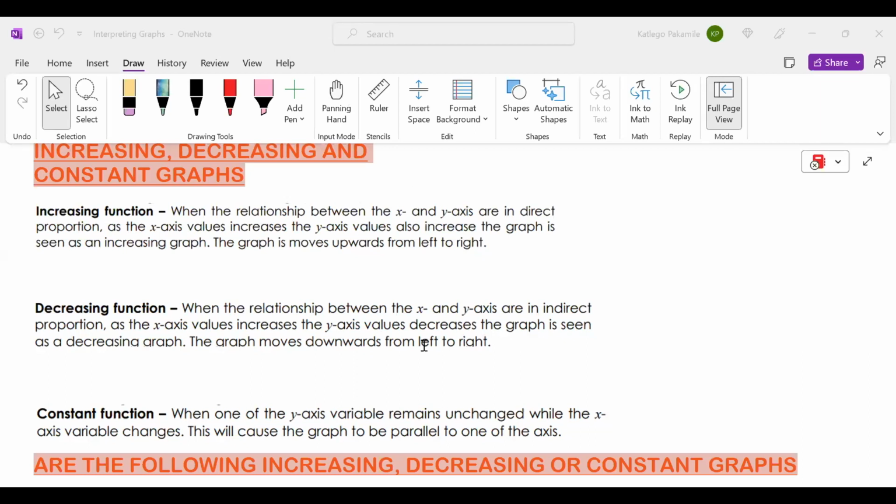So a decreasing function is when they are in indirect proportion. As the y values decrease, the x values will increase. So obviously you have to start with your input. Input is your x values. They always increase, right? Think about the graphs we usually draw. We usually draw graphs going from -2, 0, 1, 2, and so on.